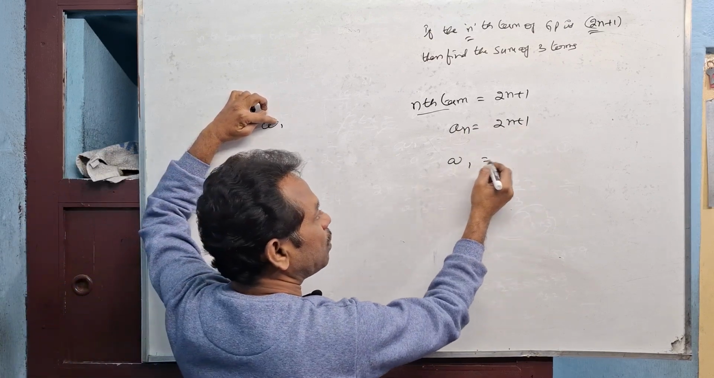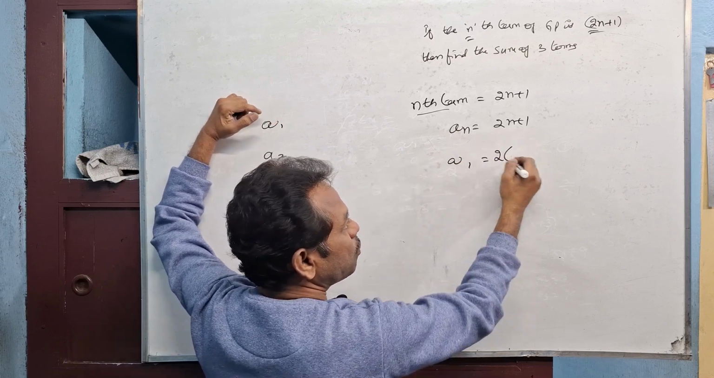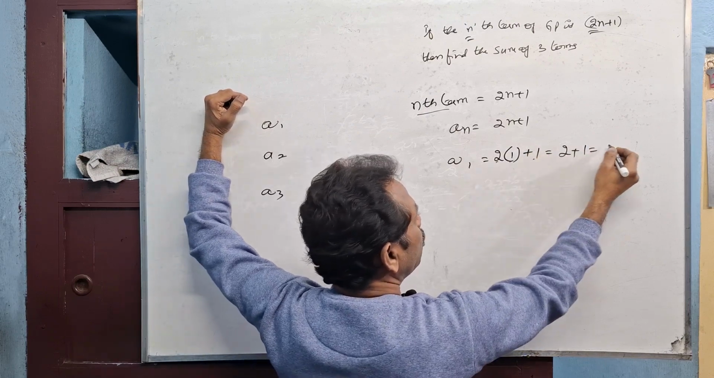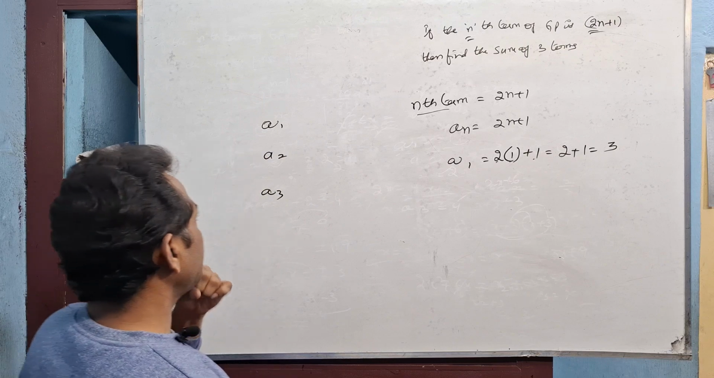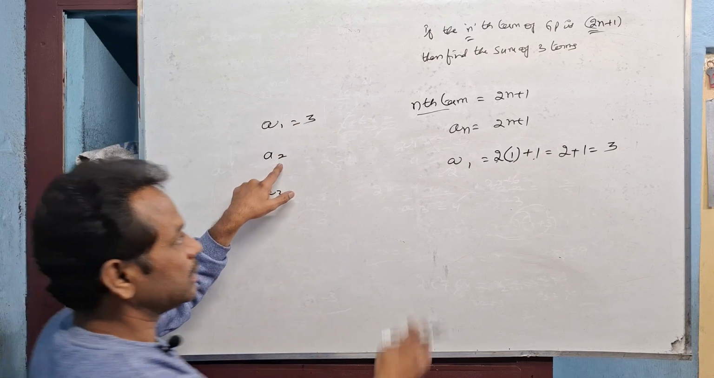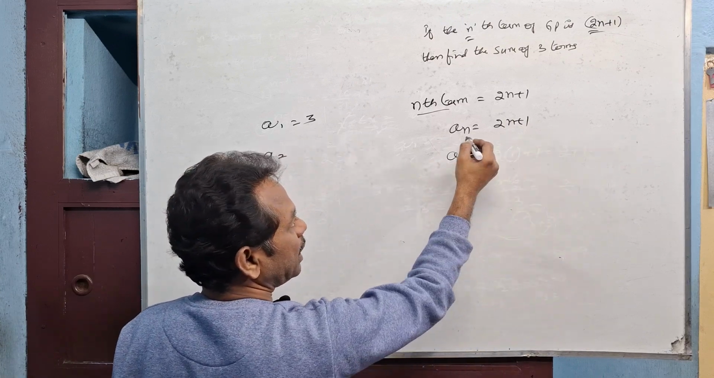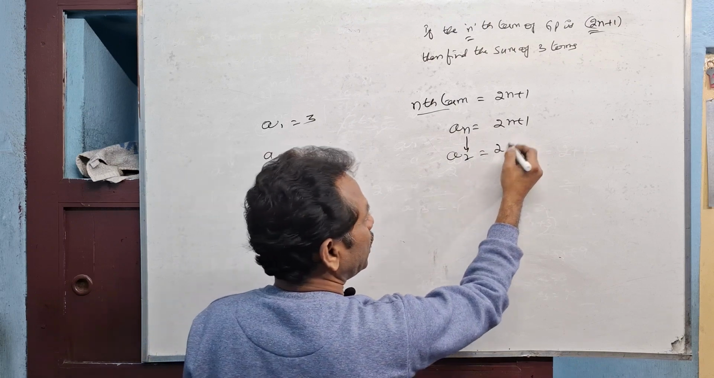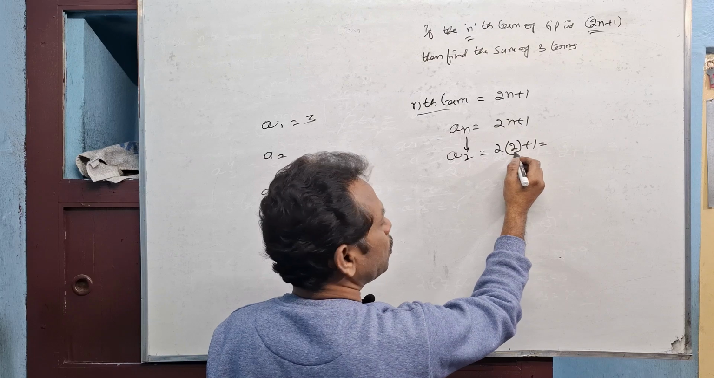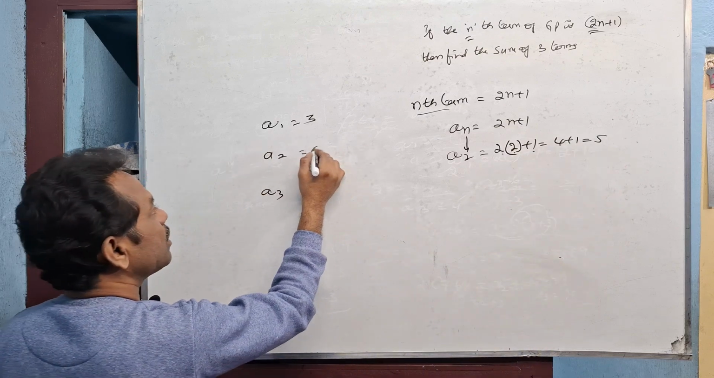So a1 equal to, now the value of n is 1 here. In the place of n, let me take 1. So 2 into 1 plus 1. 2 into 1 is 2, plus 1. 2 plus 1 is 3. Our first term here is 3. Now let us find the second term. For the second term, the value of n is 2. So 2 into, in the place of n, let me take 2, plus 1. 2 into 2 is 4. 4 plus 1 is 5. So our second term is 5.